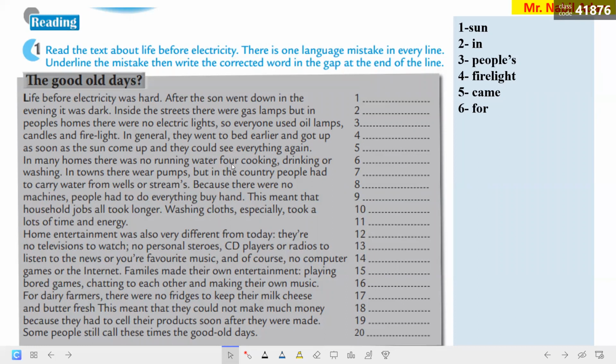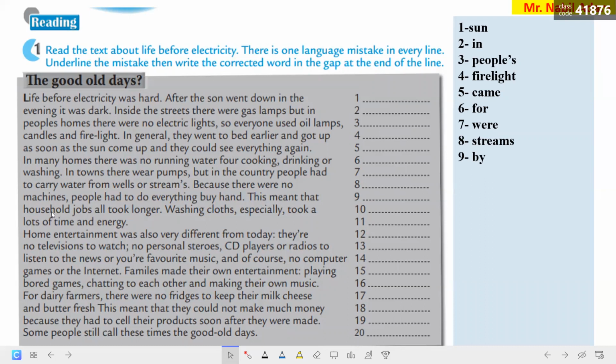Not number 4 for cooking, drinking, or washing. In towns there were pumps. How do I were? W-E-R-E. There were pumps. But in the country, people had to carry water from wells or streams. Streams in plural. Because there were no machines, people had to do everything by hand. How do I buy? By B-Y.